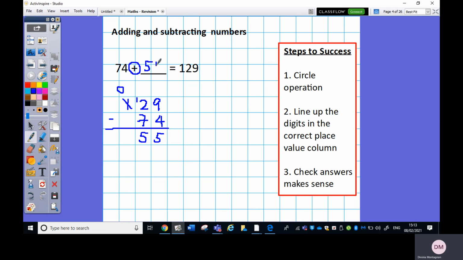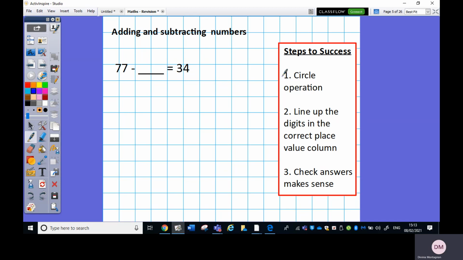Now I'm just going to double check that to make sure that it makes sense. I know that if I add 70, I'm just going to take a look at the tens. 7 and 5, 70 and 50 is around 120. Yes, so that makes sense. Great, I've answered that correctly.